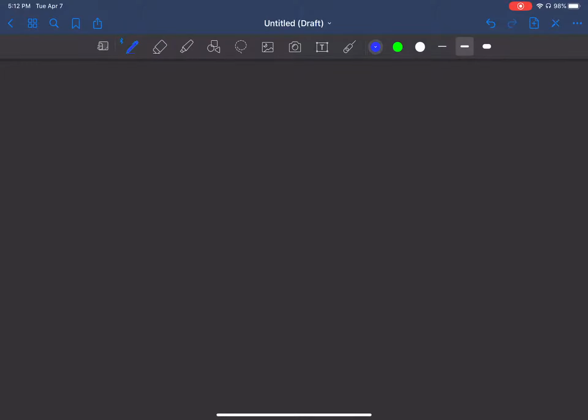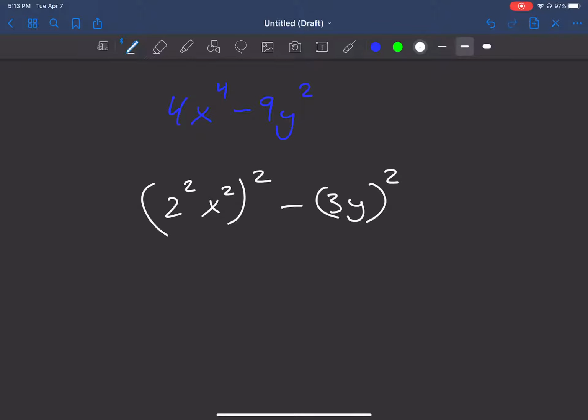Okay, so let's look at this example. What can this be simplified to? Immediately we see we have 4 x to the 4th minus 9 y squared. So we can say this for sure. And why is that true? Well, this is because of the exponent rules here. This 2 would go back to there, and this 2 would go back to there. So if we did this, let's just look at the left side here.